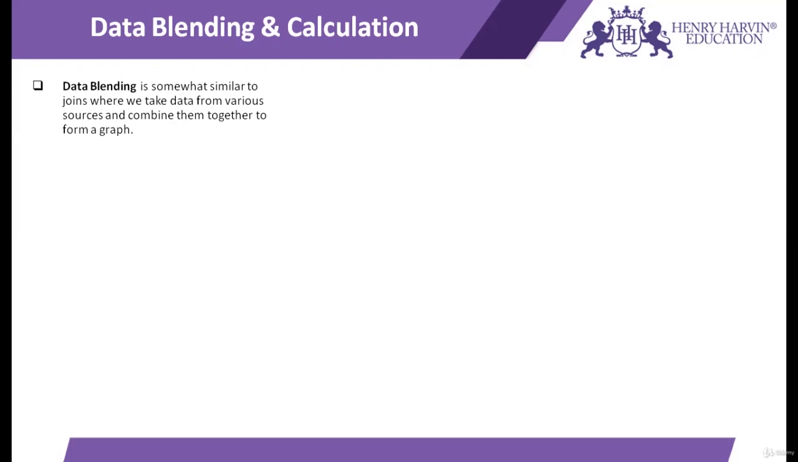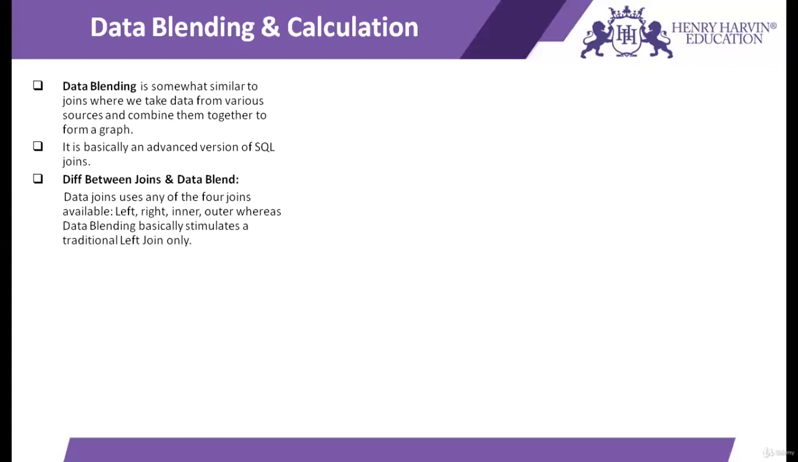But this is a bit different from joins. You can say this is an advanced version of SQL joins. If you ask the difference between the two: in database joins, you can use left join, right join, inner join, outer join, any one of these joins. Whereas in data blending, you usually use only one join, that is left join. The database which you consider as the prime database becomes your left table and the other one becomes your right table. You will understand this in detail when we go into a Tableau workbook to perform data blending.